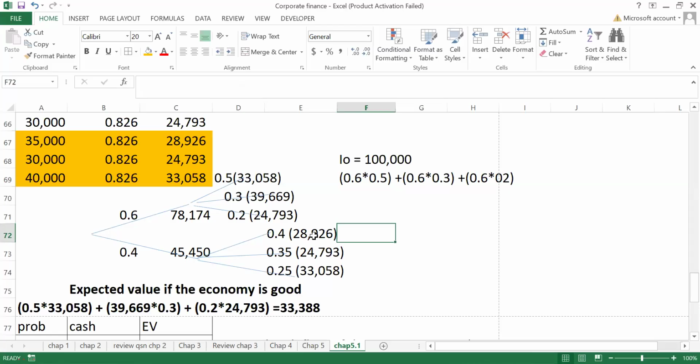This and this? Negative. This and this? Negative. This and this? Negative. So what do you get here?